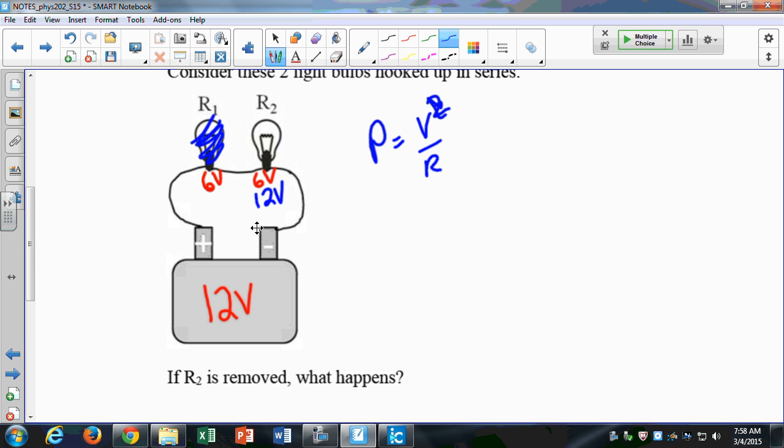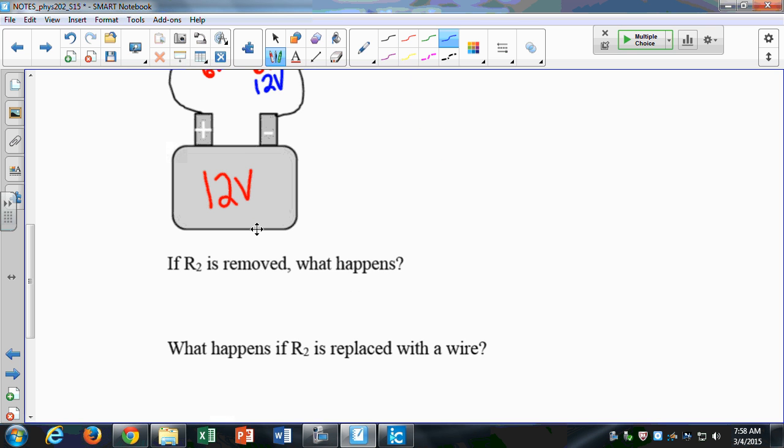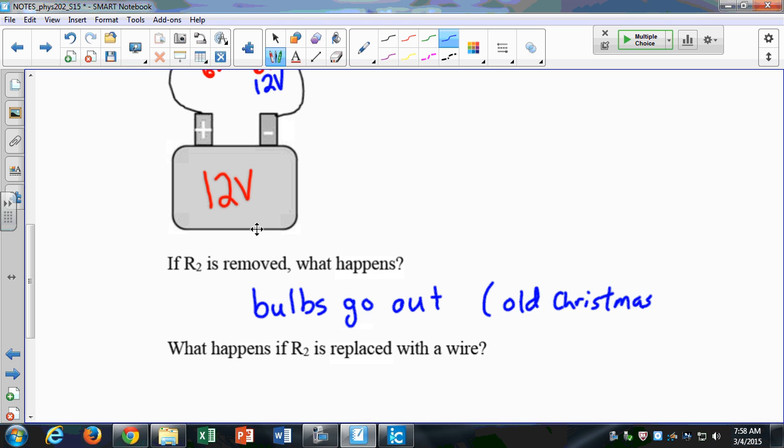All right, so if R2 is removed, the bulbs go out. Like I said, this is like those old Christmas lights, which aren't really made that way anymore. They're made in a couple of different ways. We might talk about that later when we get into household circuits.